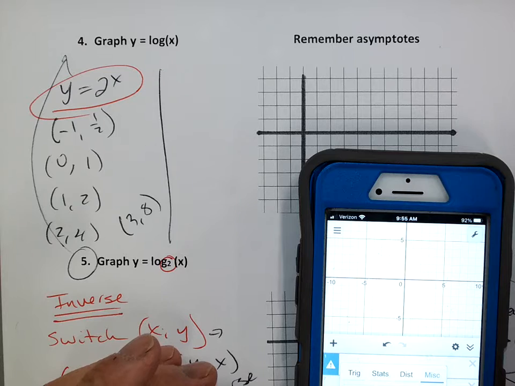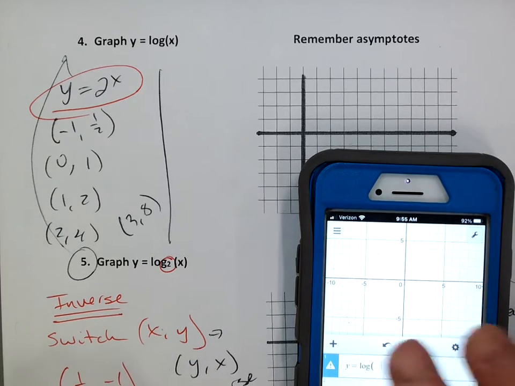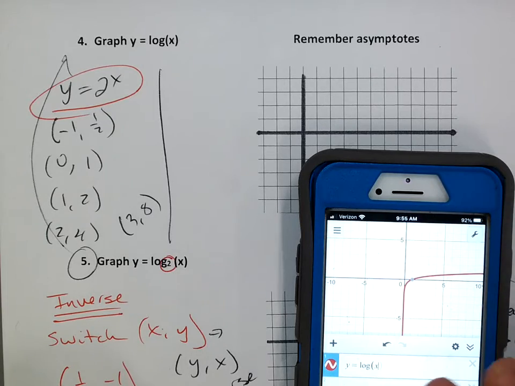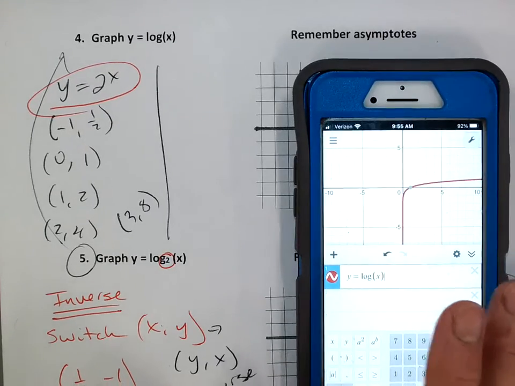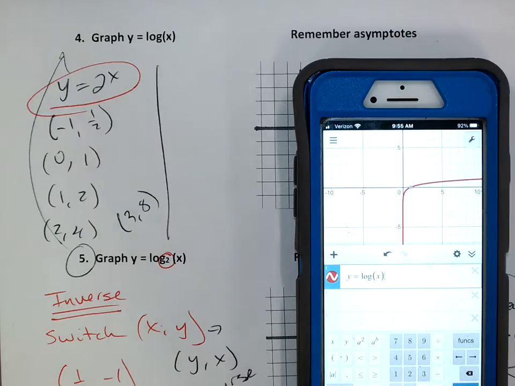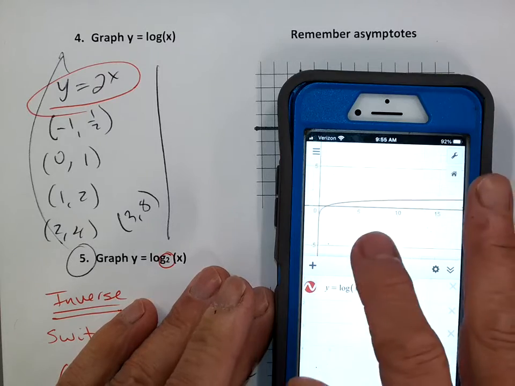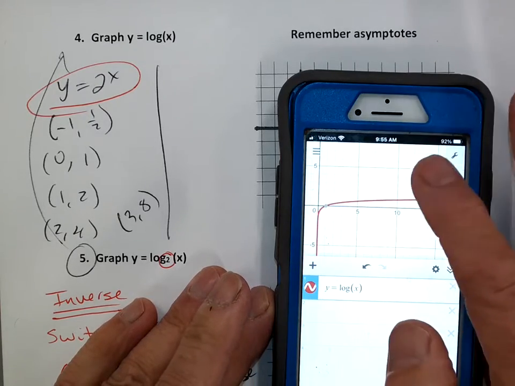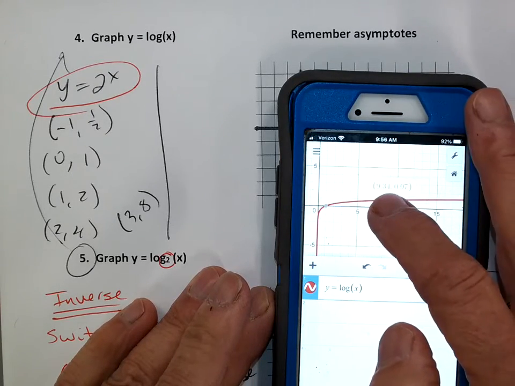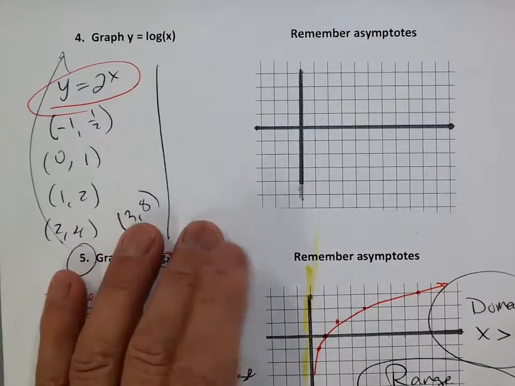Miscellaneous. Log. Log of x. And there it is. Log of x. Now, it's a lot steeper, and what you get is a point at 10, 1. You have to have a point at 10, 1 because it's base 10.